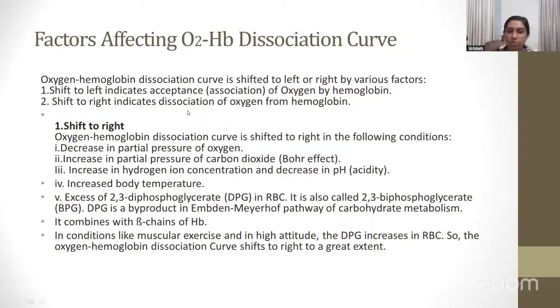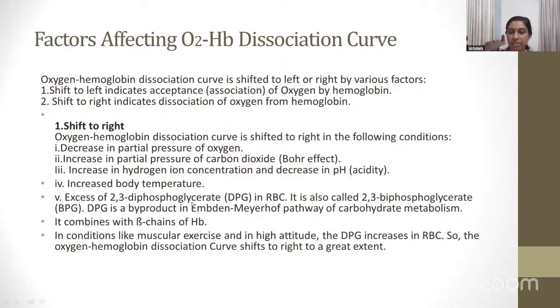The oxygen hemoglobin dissociation curve is shifted to the right in different conditions, like a decrease in partial pressure of oxygen. Normally in tissues there will be decreased partial pressure, so hemoglobin will give more oxygen to the tissues. An increase in partial pressure of carbon dioxide, i.e. when the carbon dioxide concentration is high, also shifts the curve to the right, i.e. the affinity of hemoglobin to oxygen will be reduced. An increase in hydrogen ion concentration, the other effect of increased carbon dioxide, and a decrease in pH or acidity also cause a shift to the right. Next, increased body temperature also shifts the ODC to the right.